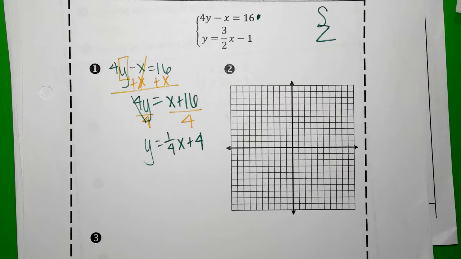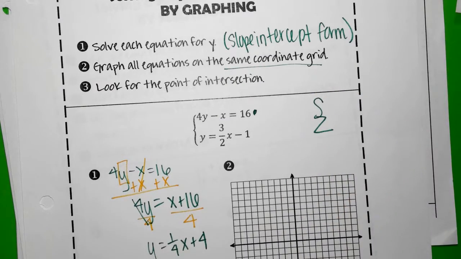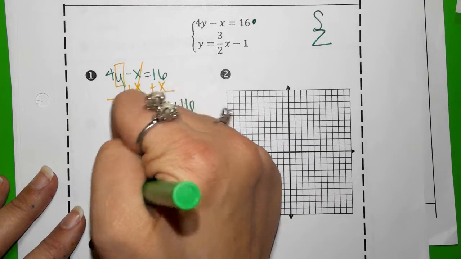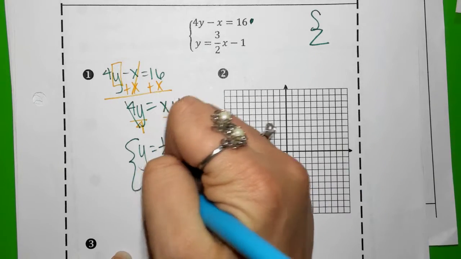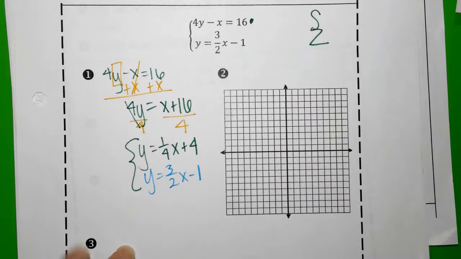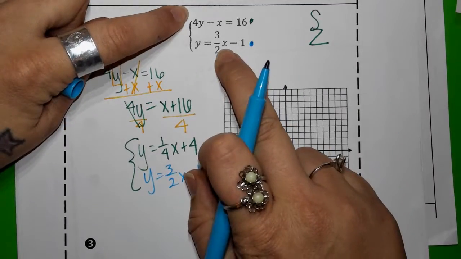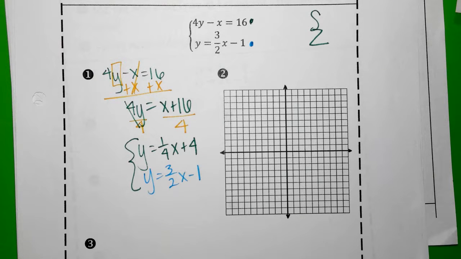All right. So now step 2 is to graph on the same coordinate grid. The same one, because they've got to cross. If you graph them on 2 different grids, they're not going to cross. So I'm going to rewrite, and I'm going to graph my other one in light blue. I just rewrote my system with both of them in slope-intercept form right here. That's all I did.